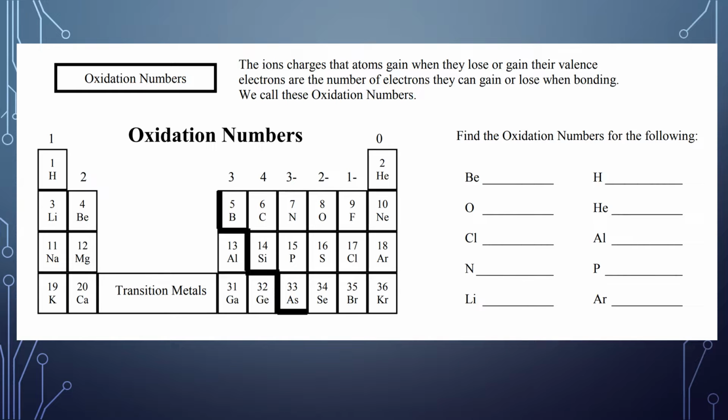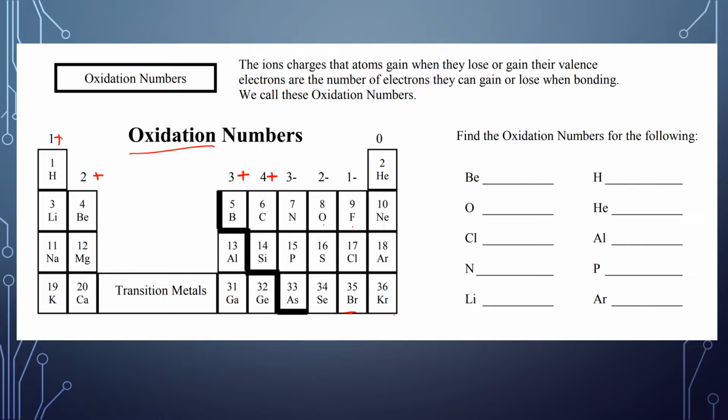So oxidation numbers. These numbers are actually the charges that atoms form when they lose or gain their valence electrons. So let's do 1 plus, 2 plus, 3 plus, 4 plus. So you'll notice, let's say in nitrogen, its oxidation number is 3 minus because it gains 3 electrons. Bromine, Br, it's 1 minus because it's going to gain 1 electron to behave like a noble gas for it to be stable.